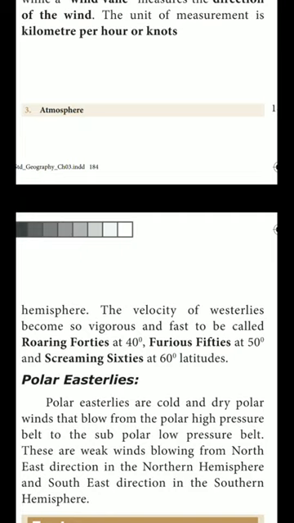So this westerlies wind is considered as the vigorous wind. It was blowing very fast. So it was named with three names. What are the three names for this westerlies? Roaring forties at 40 degree, furious fifties at 50 degree, and screaming sixties at 60 degree latitude.